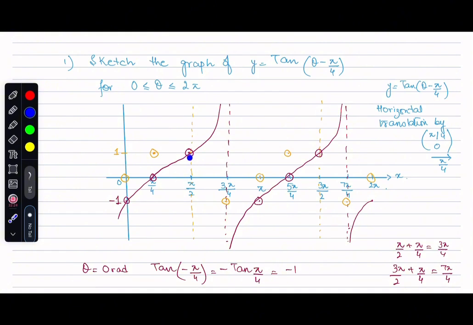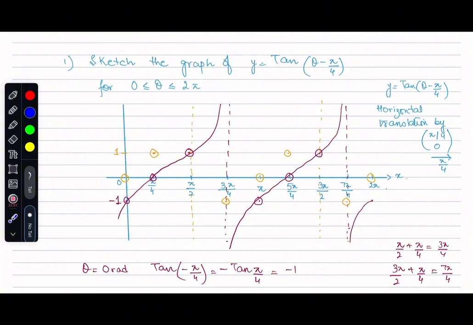Pi by 2, which was infinity, now has an asymptote at 3 pi by 4. 3 pi by 4, which was a negative 1, has moved to pi, which gives us a negative 1 now. Pi, which was a 0, should move to 5 pi by 4. 5 pi by 4, which was a positive 1, should give us a positive 1 at 3 pi by 2.